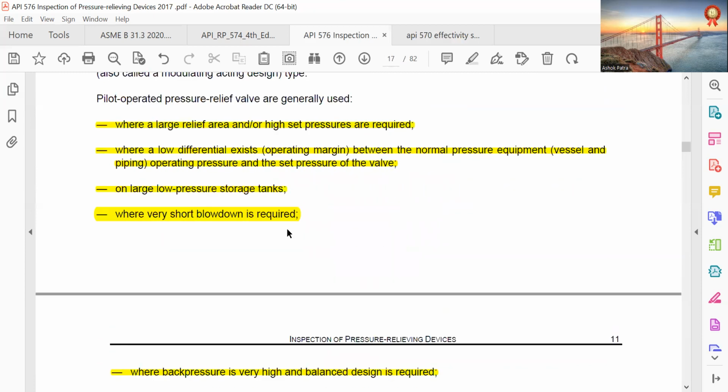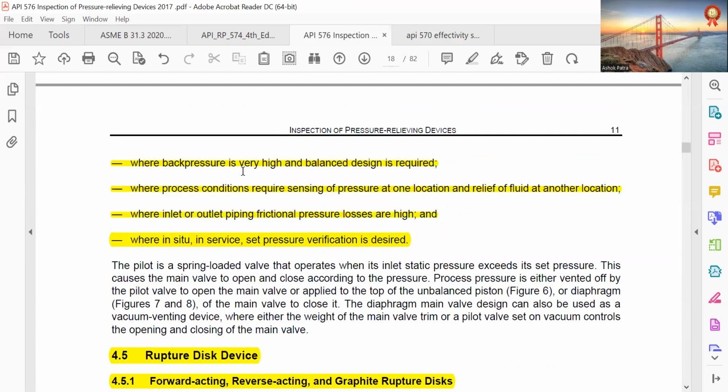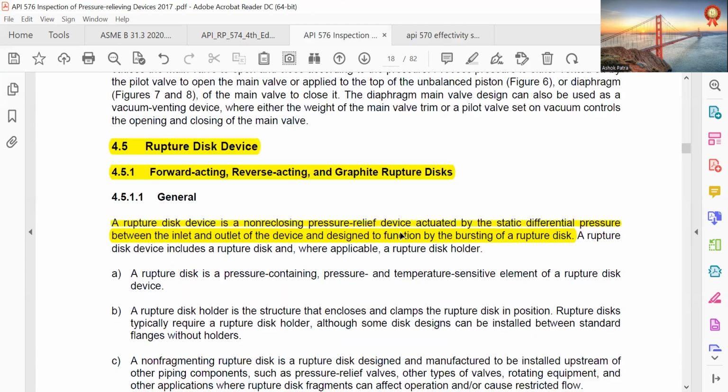Where a very short blowdown is required, where back pressure is very high and a balanced design is required, where process conditions require sensing pressure at one location and relief of fluid at another location, where inlet and outlet piping frictional pressure losses are high, and where in situ in-service set pressure verification is desired.